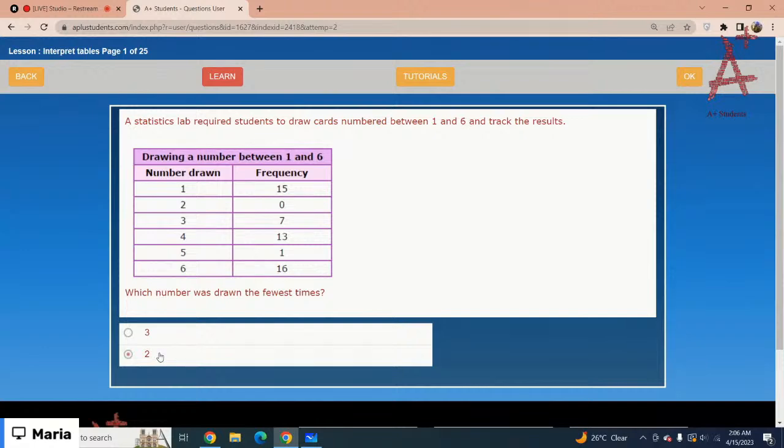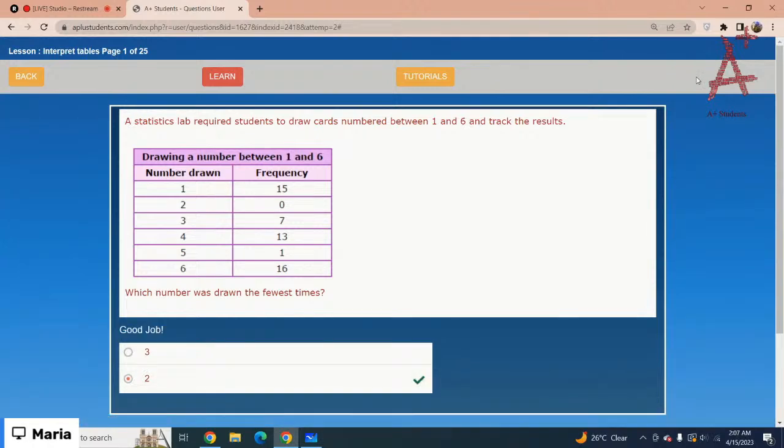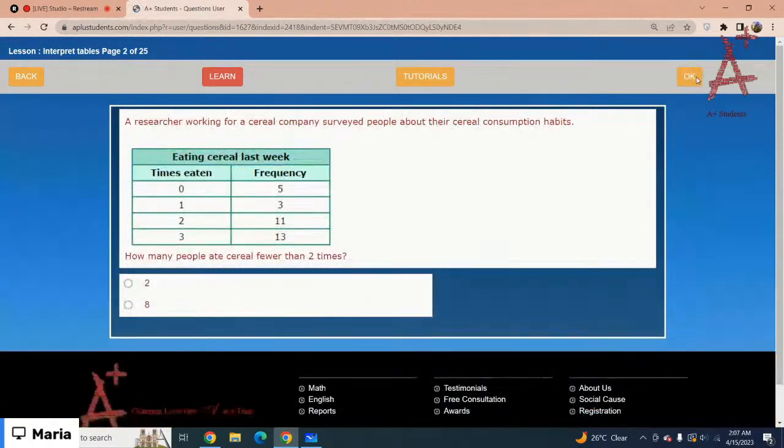So the correct option is 2. Got it? You just have to understand how to read data from the tables. Got it?